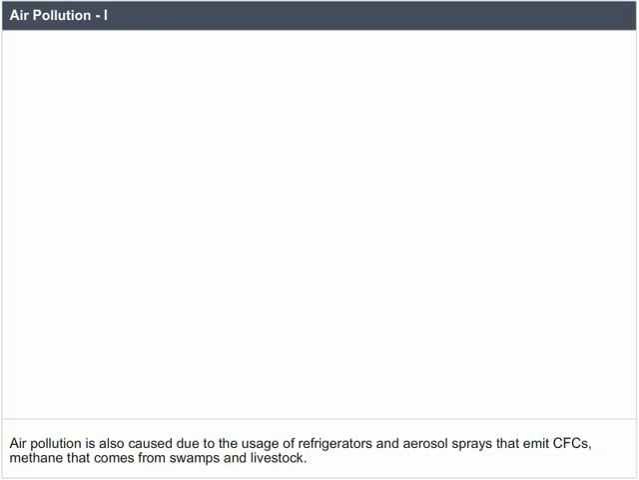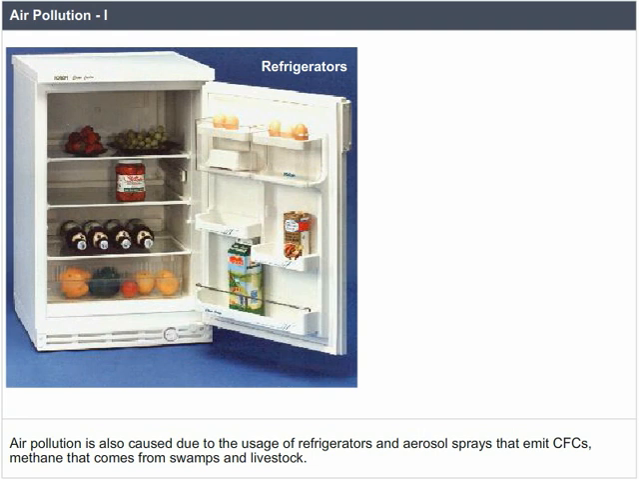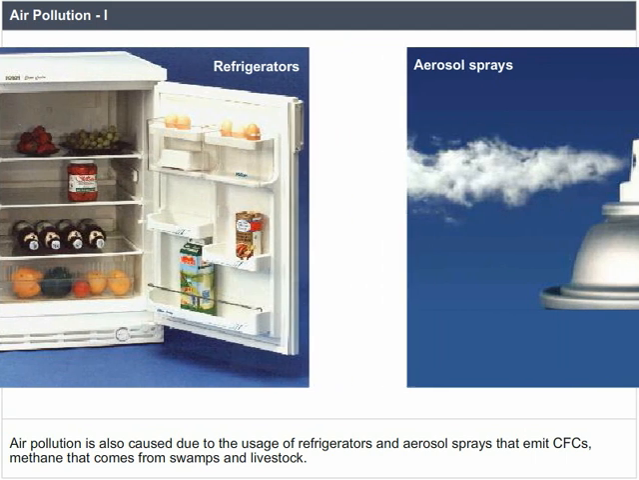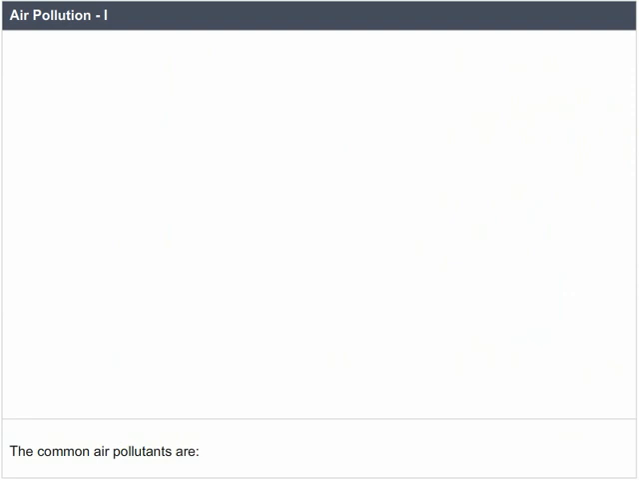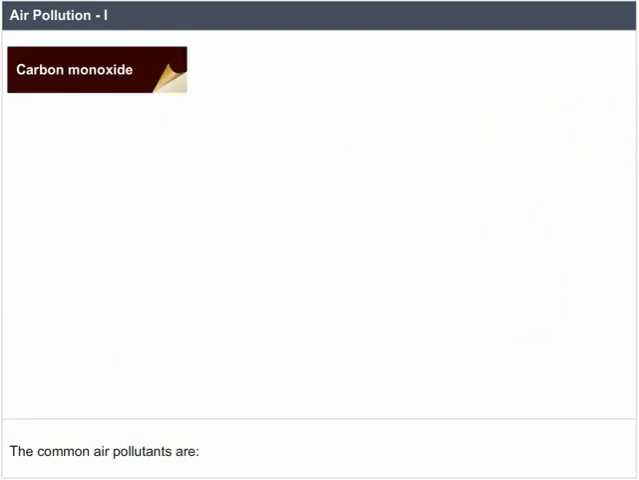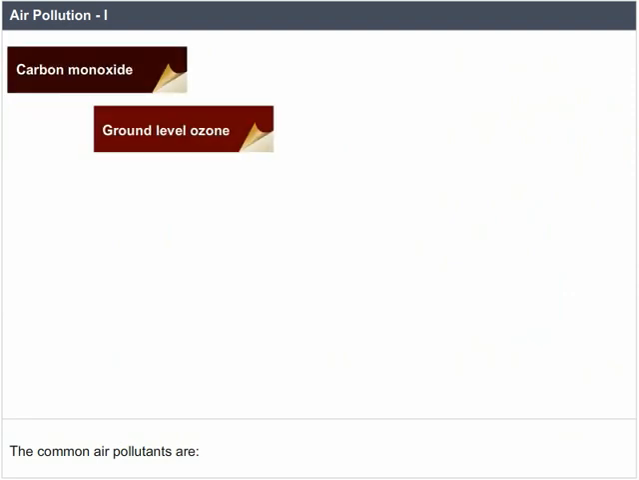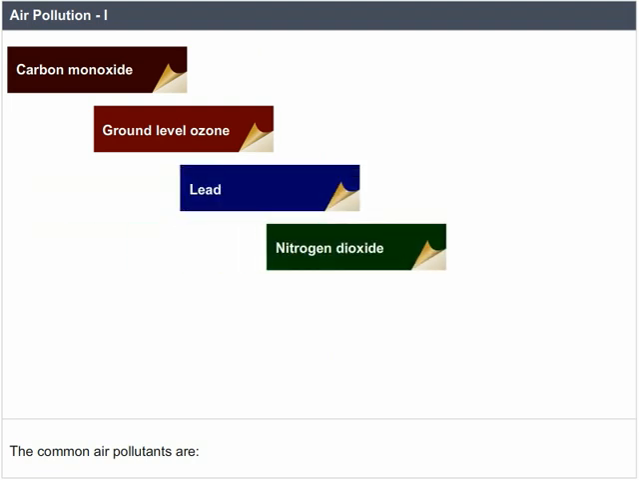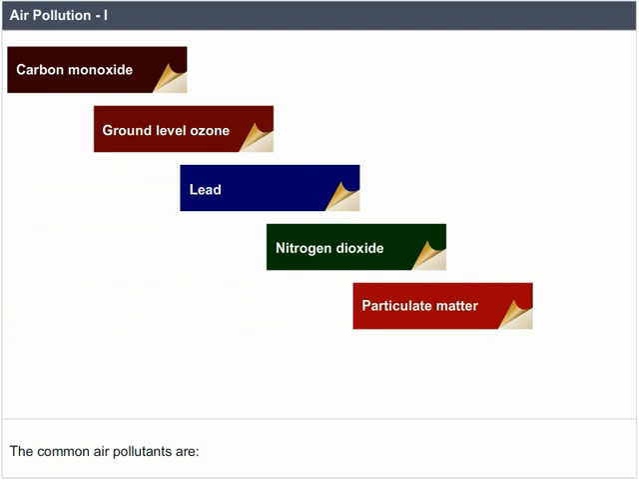Air pollution is also caused due to the usage of refrigerators and aerosol sprays that emit CFCs, methane that comes from swamps and livestock. The common air pollutants are carbon monoxide, ground level ozone, lead, nitrogen dioxide, particulate matter, sulfur dioxide.